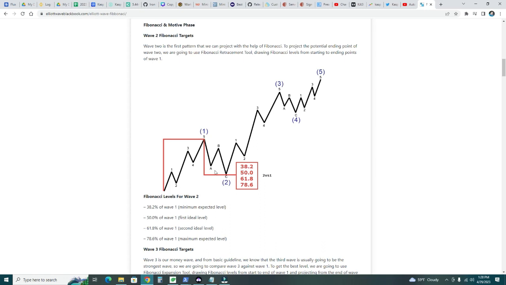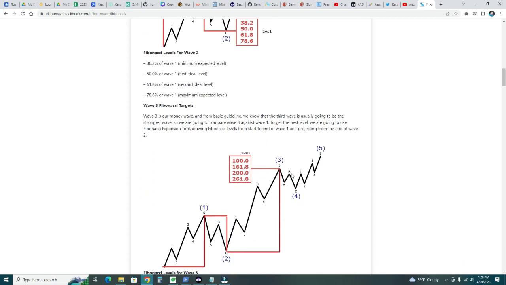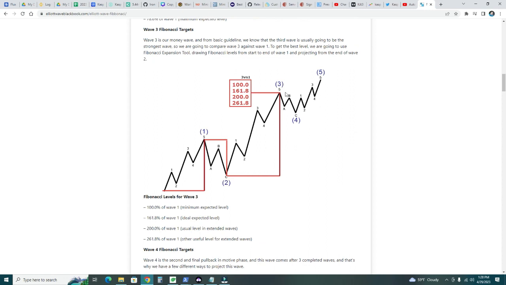So how can we estimate the next point of extension? That would be wave 3. How can we estimate that? Usually wave number 3 is 100% of wave number 1, 161% of wave number 1, 200% or 261.8%. So we actually have pretty good ratios that can confirm a possible extension.